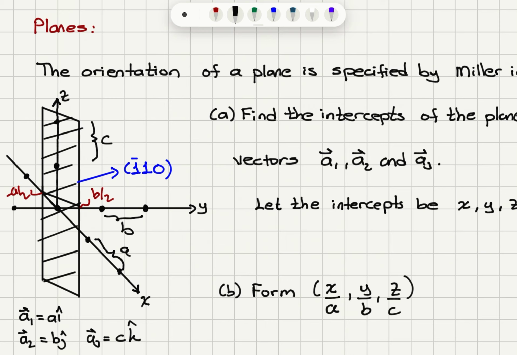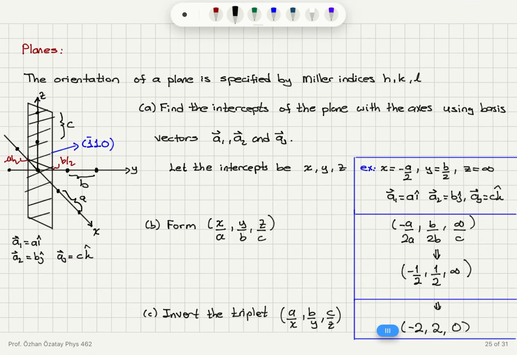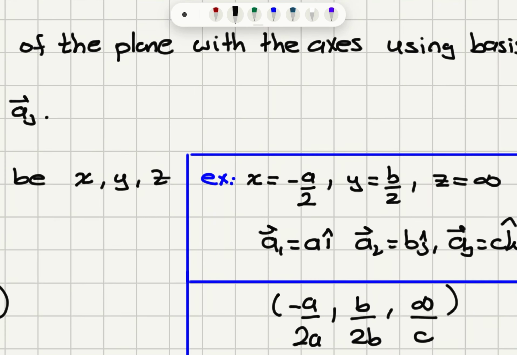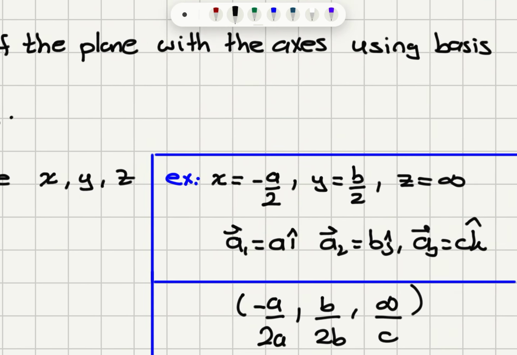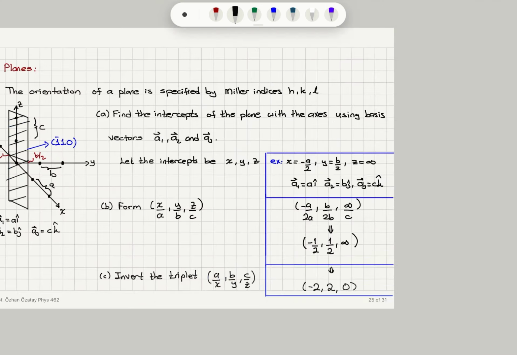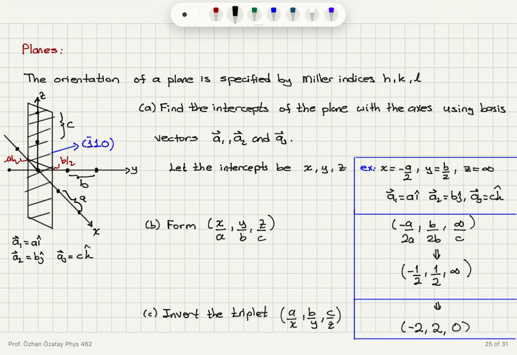Because the intercepts are exactly in between these two lattice points at the center, the intercepts are at minus a over 2, b over 2, and c. So for this example, x is minus a over 2, y is b over 2, z is infinite with the basis vectors a i hat, b j hat, and c k hat.